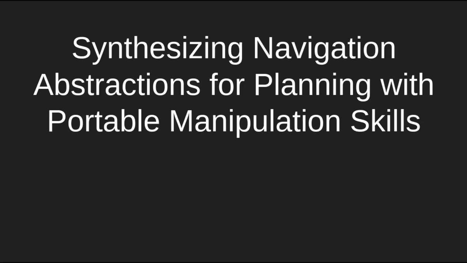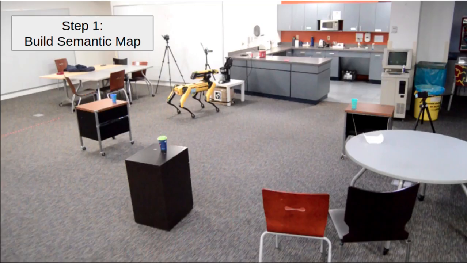We address the problem of synthesizing navigation abstractions for planning with portable manipulation skills and demonstrate our approach on a mobile manipulator platform, Spot. As input to our approach, the robot must first navigate around an environment and build a semantic map of that environment.